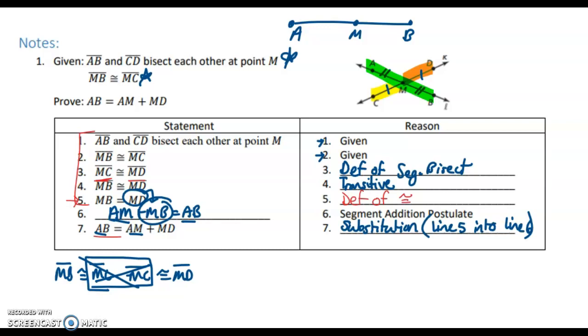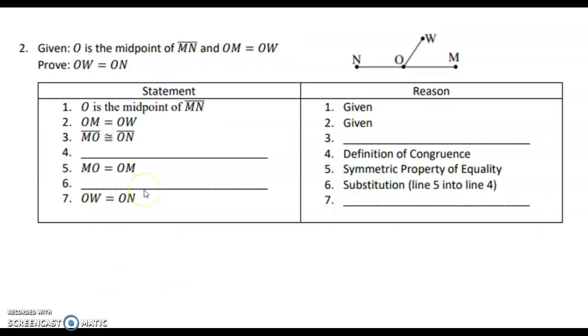Let's go on to the second example. All right, so on proof number 2, the givens, there's 2 of them. They're just written in a row this time, but that's okay. O is the midpoint of MN. That's line 1, and it says given. We're good there. And OM equals OW. That's line 2, and it says given. So far, they have it set up. It definitely makes sense at this point.